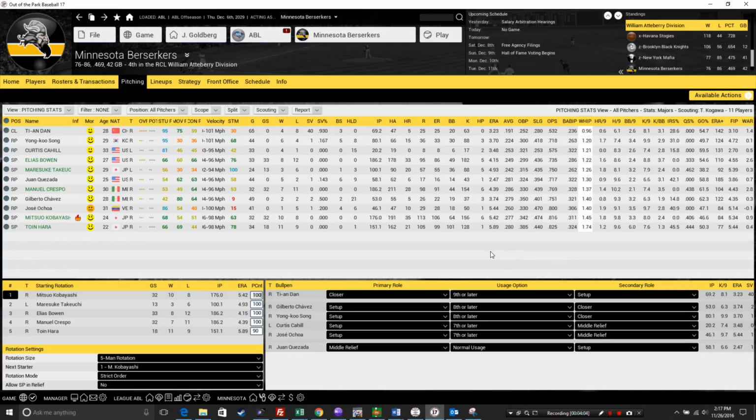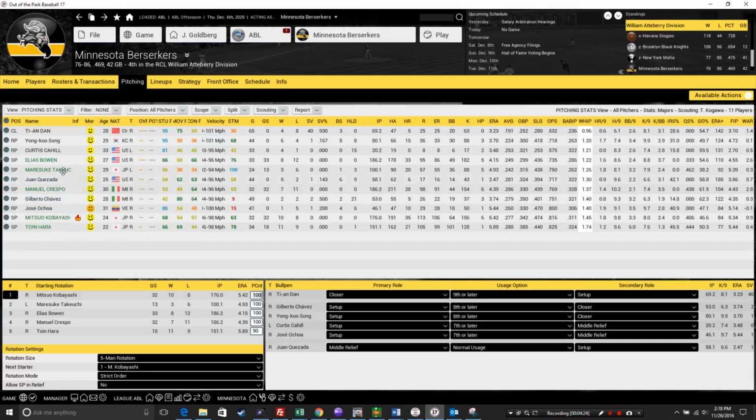The next thing I do is take a look at the rotation to see if everything's been set up based on the quality of the stats of my starters. I don't really look at the stars here. I look at stats. That to me is the best indication of what they're doing.